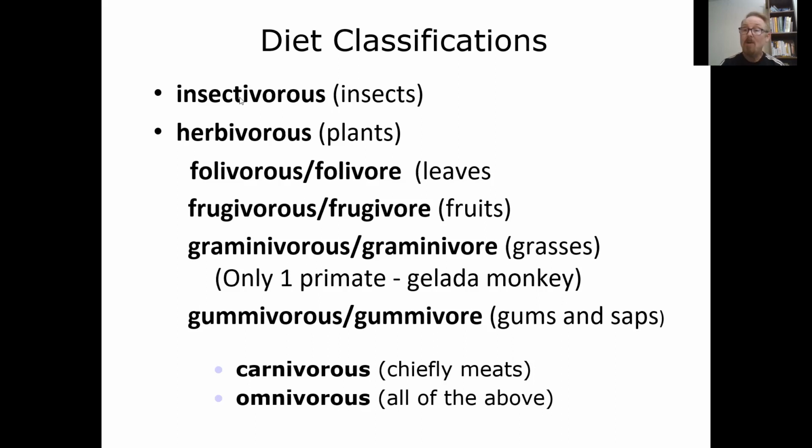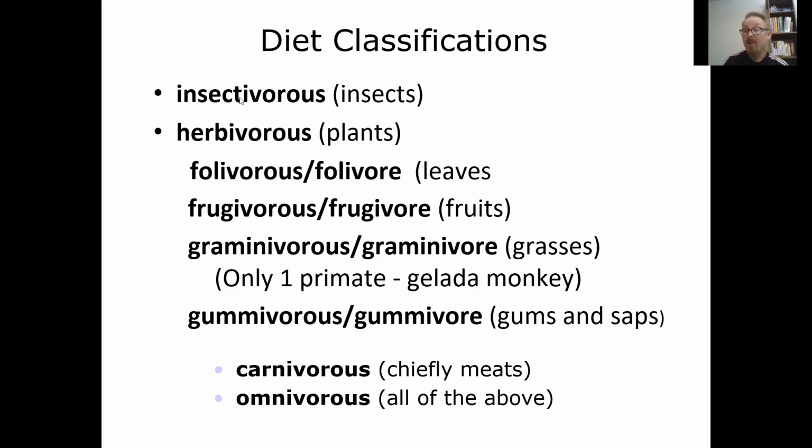We have a few primates that are gummivorous, gummivores, eating gums and sap. Some of the lower order primates can do this. They have special dentition, which we'll look at, to scrape gums and saps off trees if they need to, as fallback foods. But they're a very limited group too, though still more populated than the graminivores, the ones that eat grasses. Now we can talk about overall generalized terms.